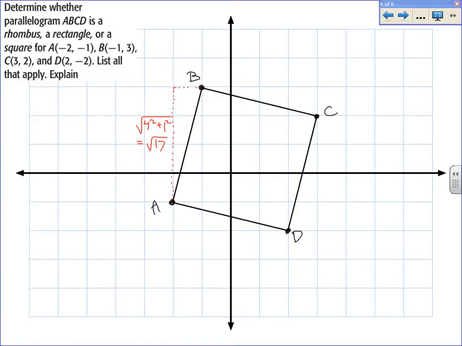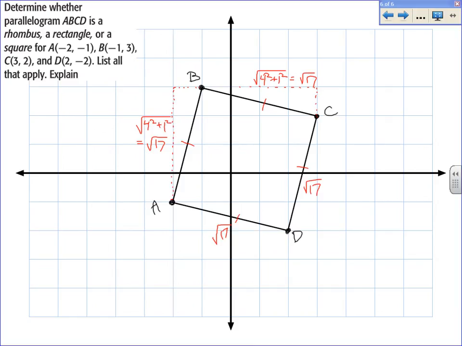So let's count from B to C and see if we get the same thing. I have a horizontal distance of 4 and a vertical distance of 1. So this, again, is the square root of 4 squared plus 1 squared, which is the square root of 17. And if I count from C to D, I will see I have a vertical distance of 4 and a horizontal distance of 1. So this is the square root of 17, and this is the square root of 17. So I've just established that I have 4 congruent sides. That means I have a rhombus.